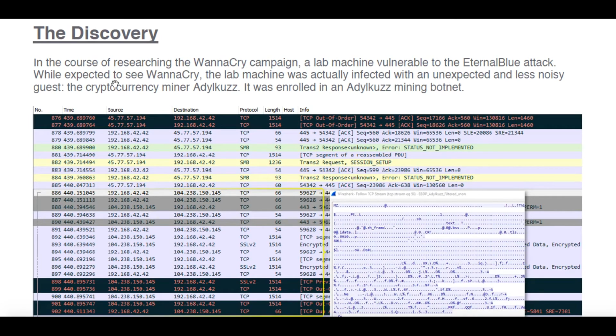Now, while expecting to see WannaCry, the lab machine was actually infected with an unexpected and less noisy guest, and that was a cryptocurrency miner, that is Adylkuzz. It was enrolled in an Adylkuzz mining botnet. Now what do you mean by botnet and all these things?